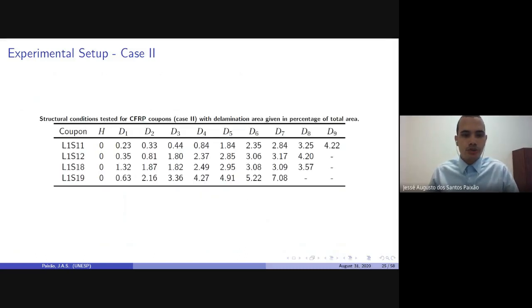Here we have all the structure conditions performed. Then we have four coupons, L1S11, L1S12, L1S18, and L1S19, with a maximum of 9 damage conditions, varying from almost 0.2% to almost 7%.